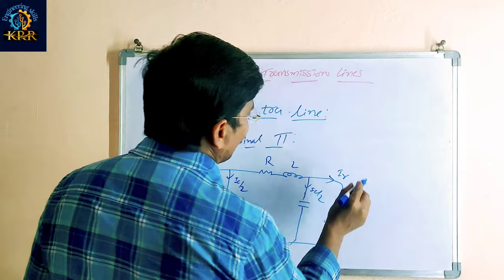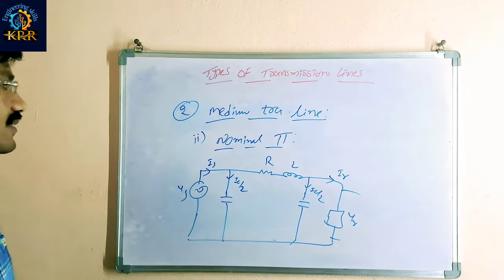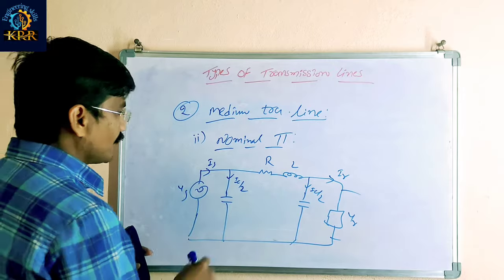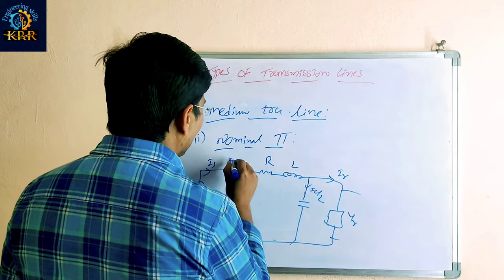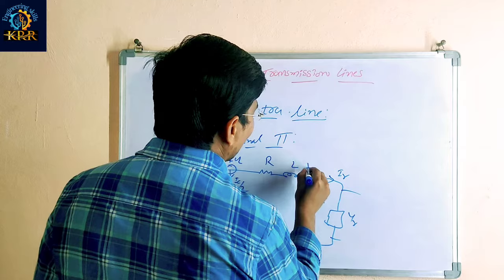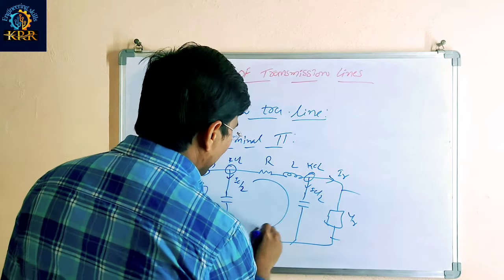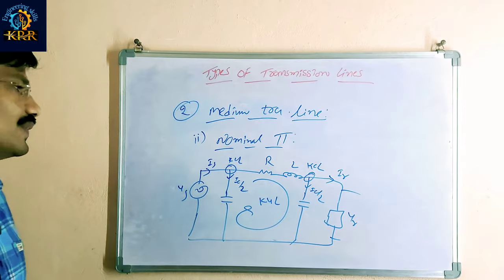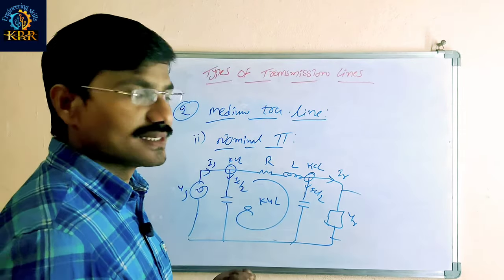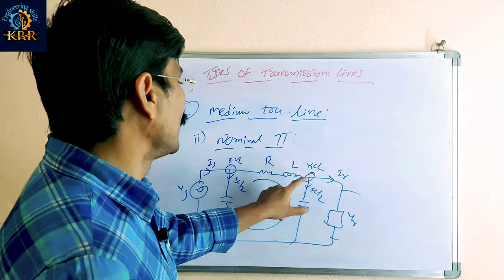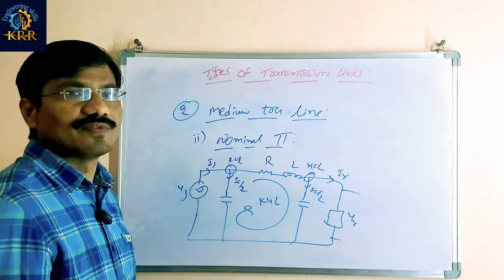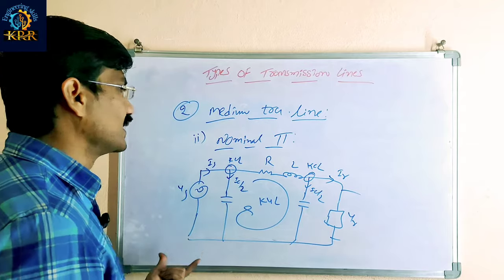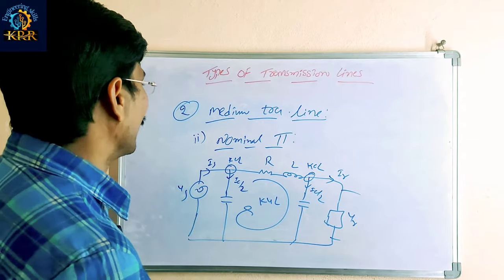This current is called receiving end current. In this network, here we can apply KCL, here we can apply KVL. We can calculate the unknown things. Here also 1, 2, 3, three equations are there. We can solve these three equations and calculate those unknown things. This is the nominal pi.